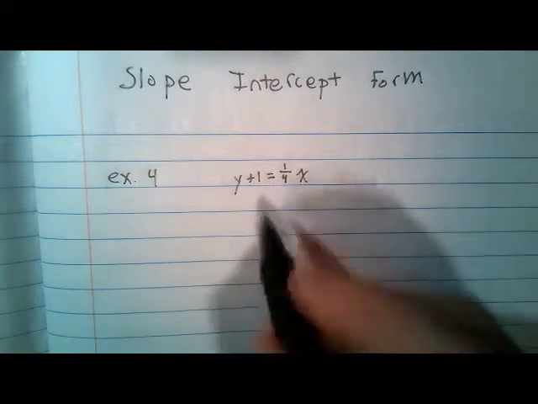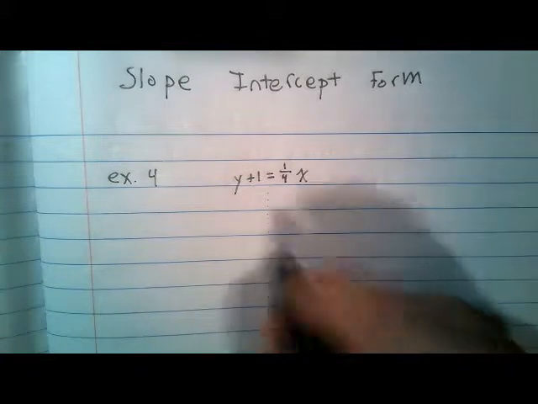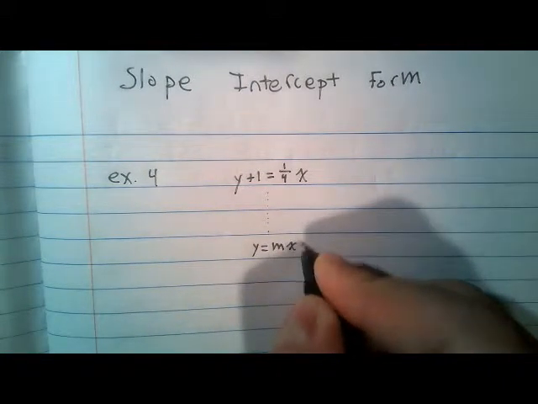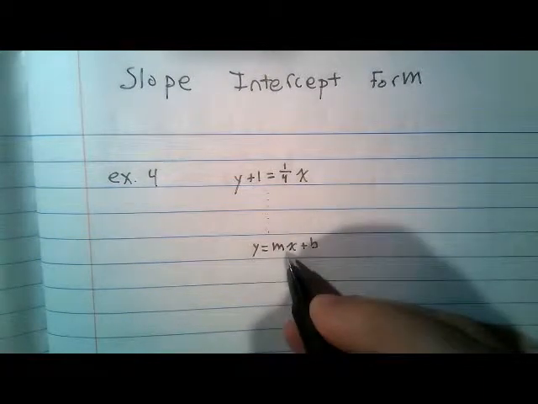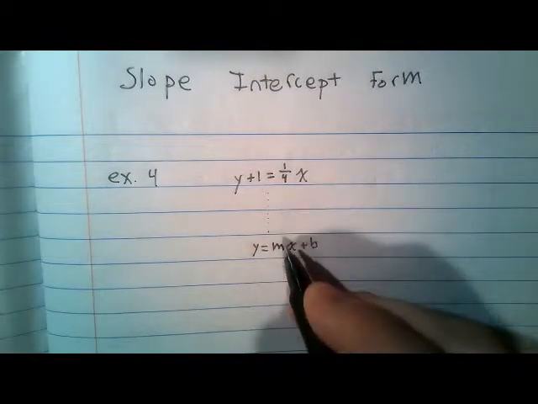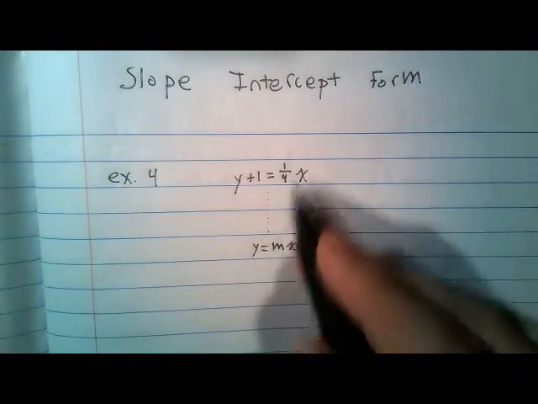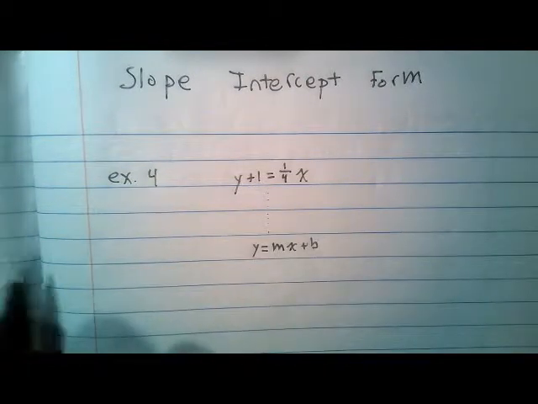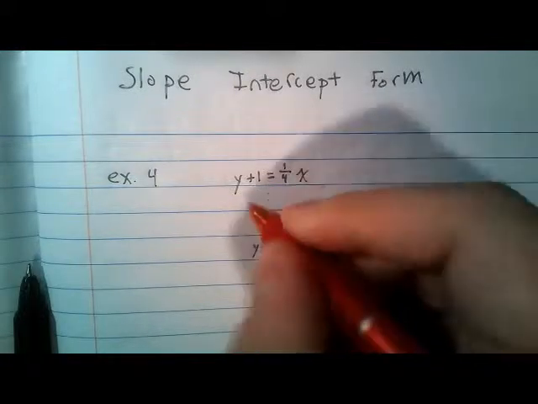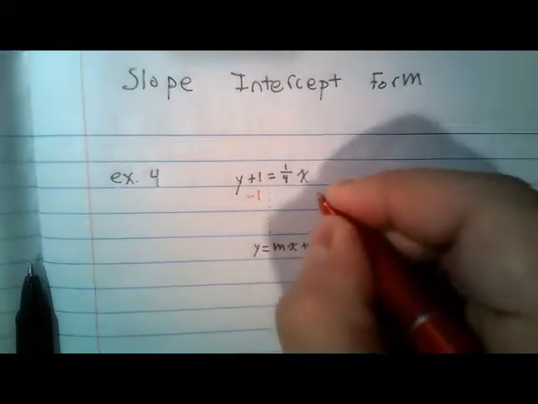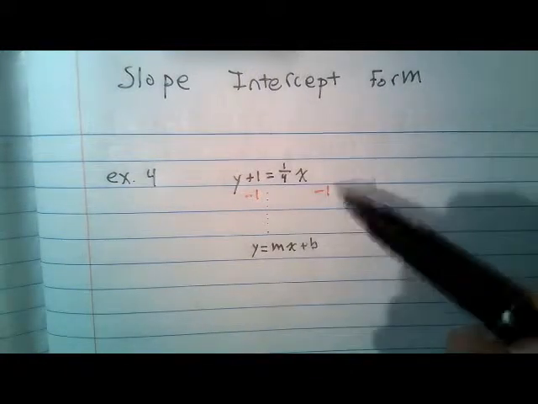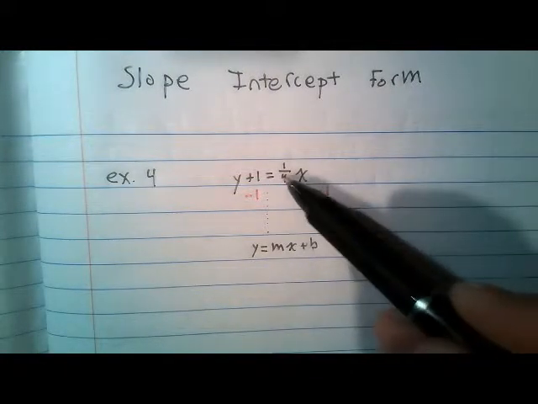Now my goal is to get this down to y equals mx plus b. Now you notice I already have an m, so that's nice. Right? But I have to move this 1. To move that to the other side, I am going to subtract 1 from both sides. And I'm going to write that off to the side here because I can't take the 1 away from 1/4 of an x.